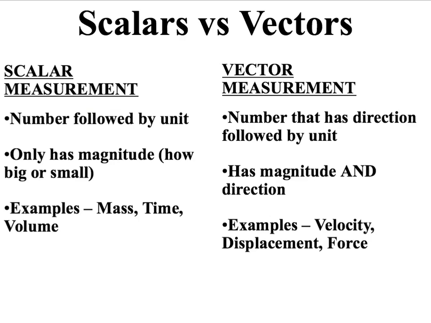So scalar measurements have a number that's followed by a unit. One example would be like 3 kgs. How a vector is different is that it has a number and a unit and a direction. So one example might be 3 kilometers west. A scalar measurement only has a magnitude that has to do with this number, how big or how small it is, but a vector has a magnitude and a direction.